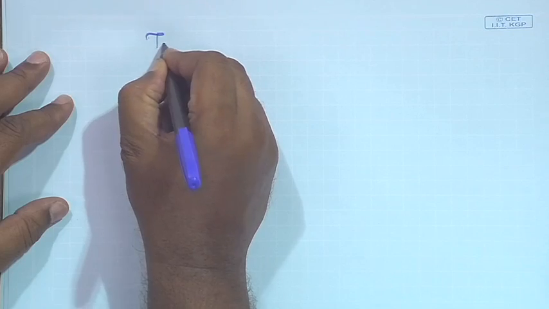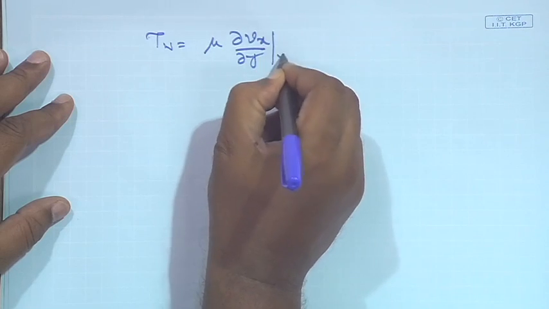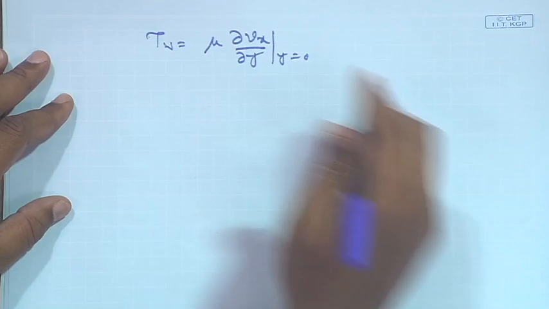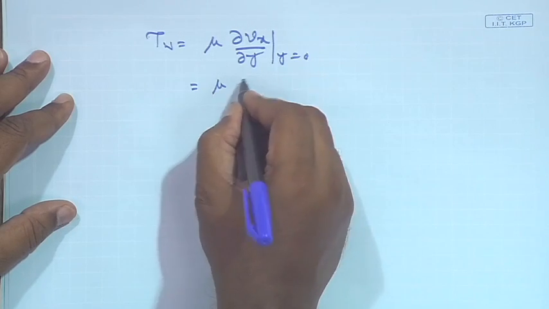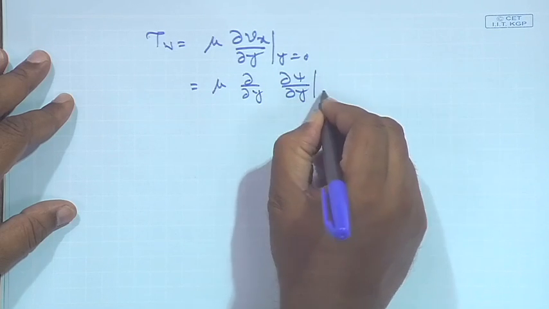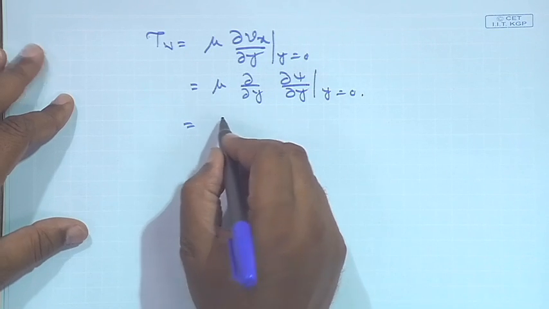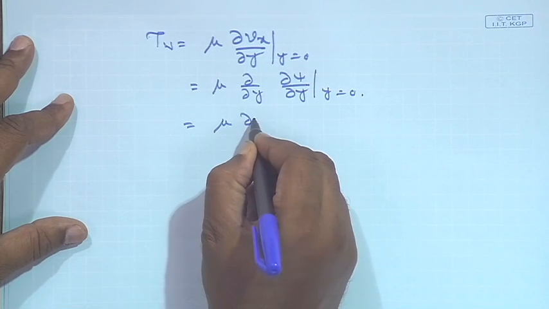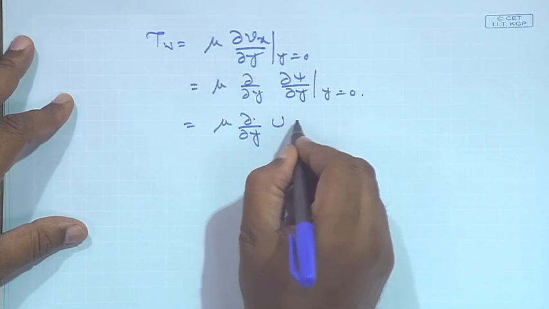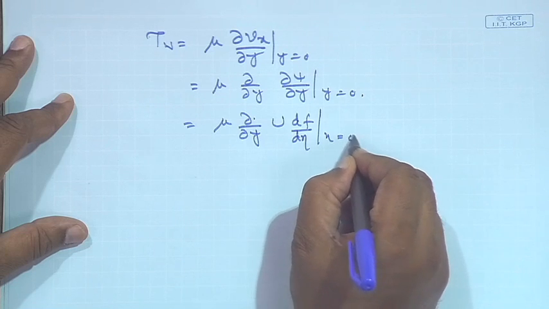The wall shear stress, which I denote by tau w, is mu times del Vx by del y at y equals 0. Instead of Vx, it is del psi by del y at y equals 0. Now, if I bring in instead of y the concept of eta, the combination variable, it is del y of u df d eta at eta equals 0.